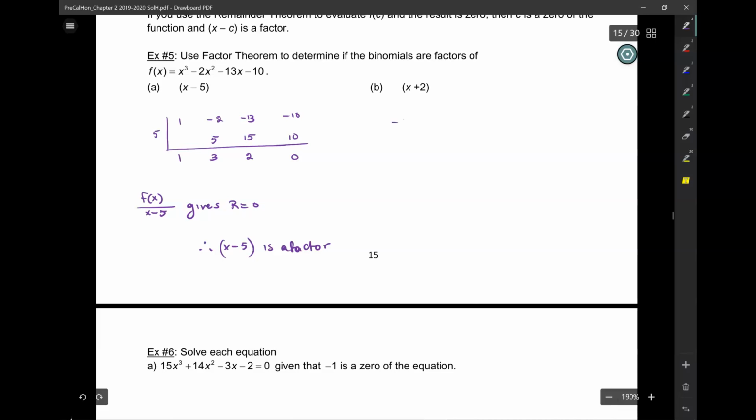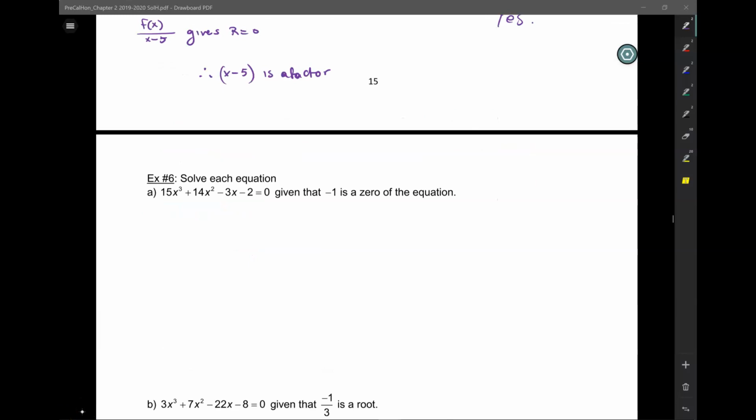Okay, but what about this one? We're going to do it with negative 2. Go ahead and do this one and tell me if it works. I'll pause this. Oh, look, you guys already did it. It does work. I'm just going to write the bottom ones. Yes, it works. Fantastic.